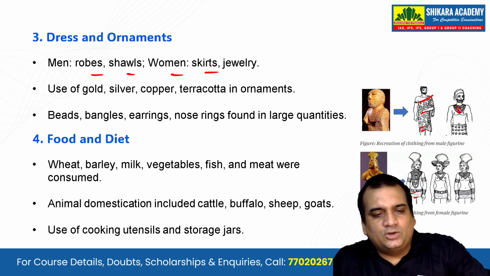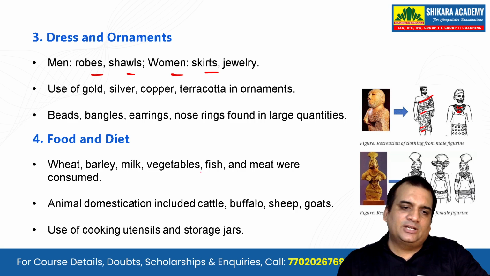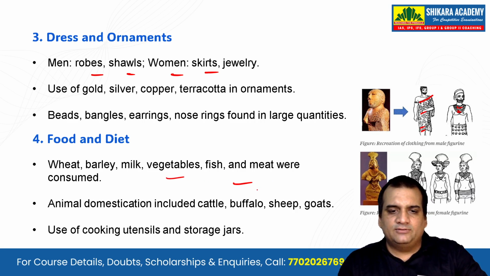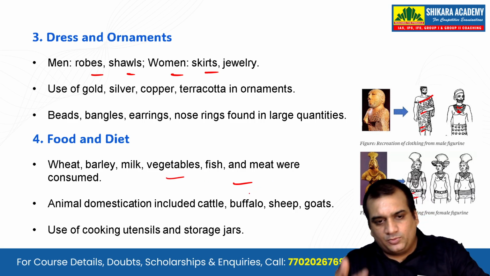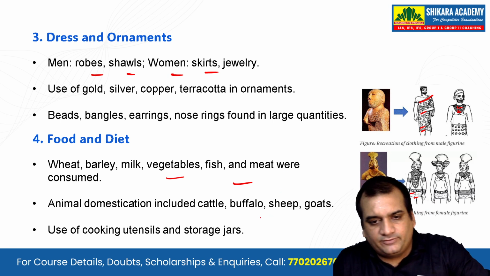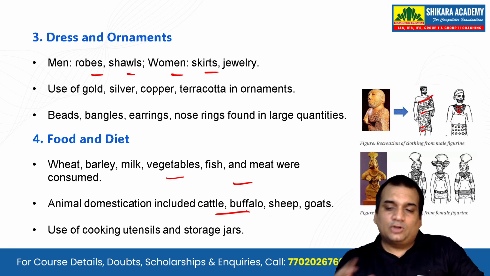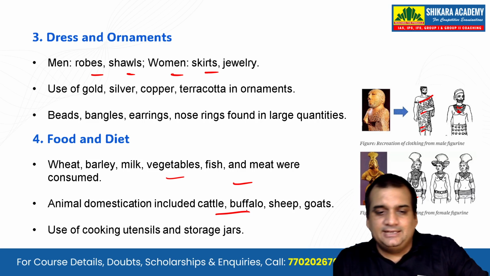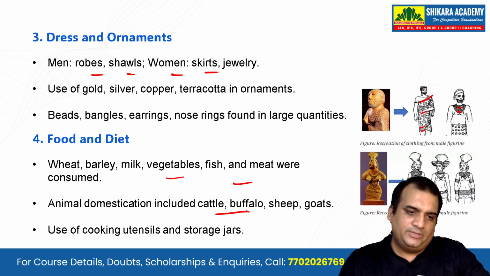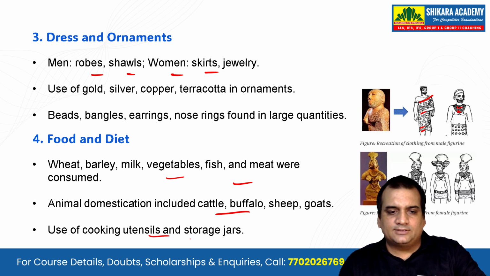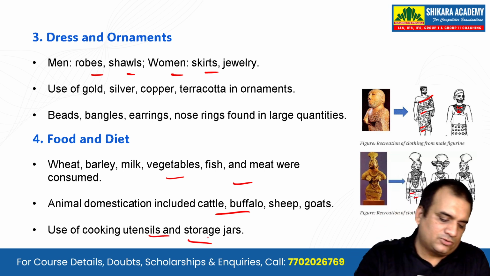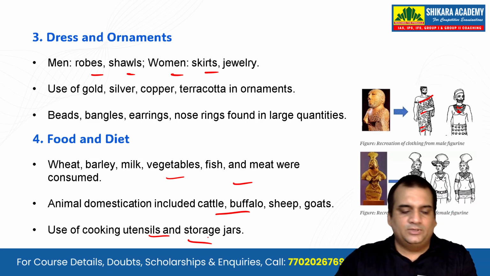Okay, what was the food and the diet at that time that we're having? Wheat, barley, milk, vegetable, fish and meat, etc. Animal domestication included cattle, buffalo, sheep, goats. Normally you'll see we are not finding any instance of any cow being said here. Use of cooking utensils and storage jars was also very common here.